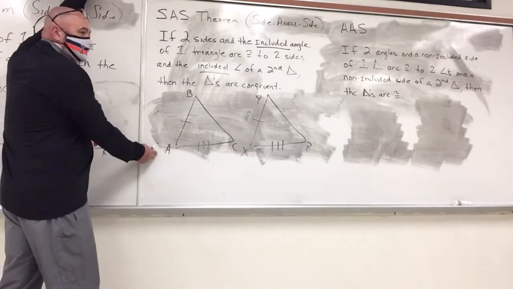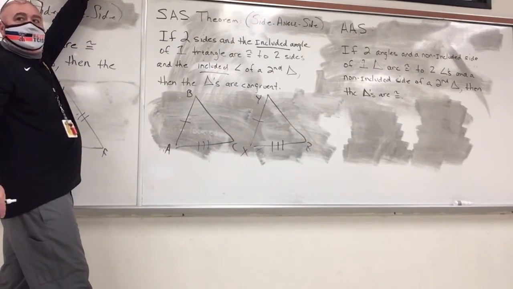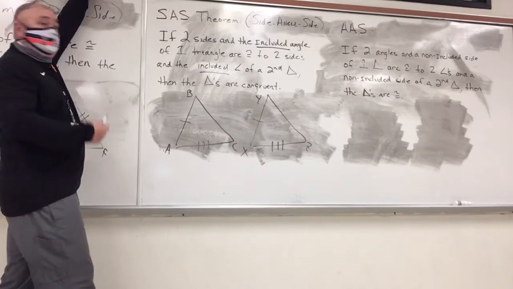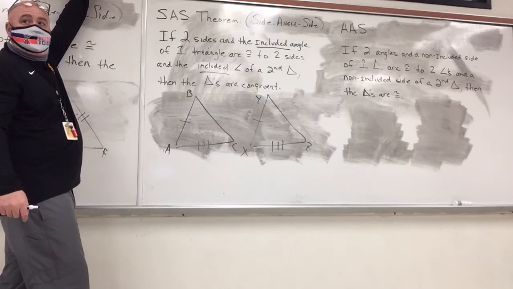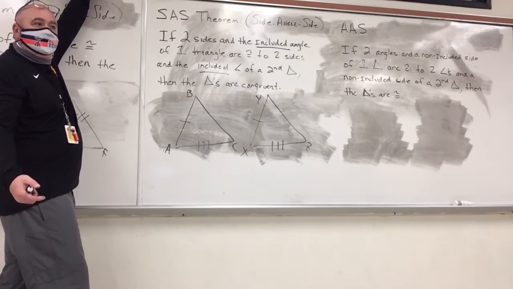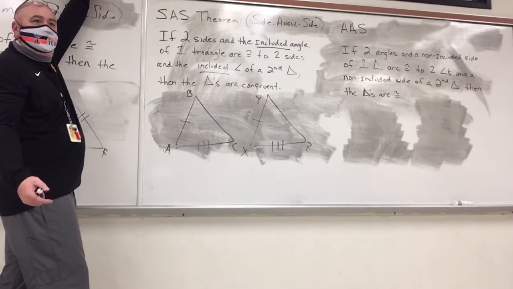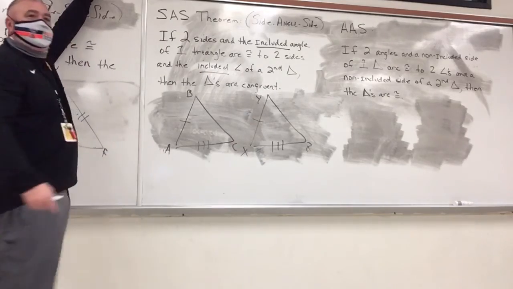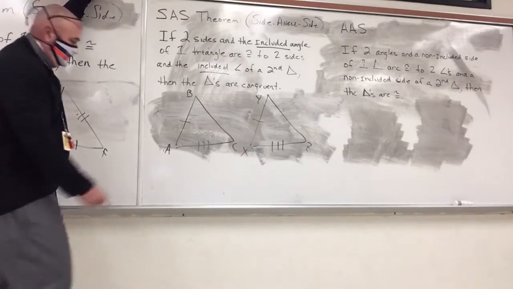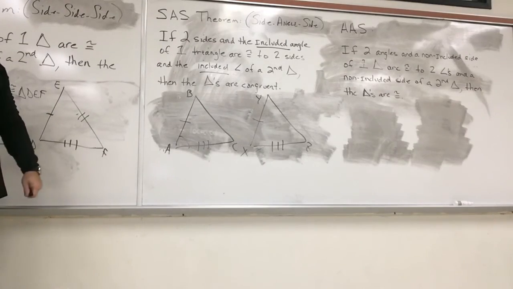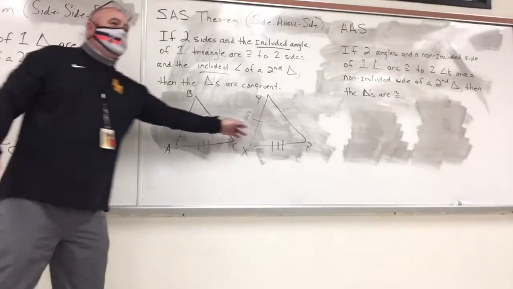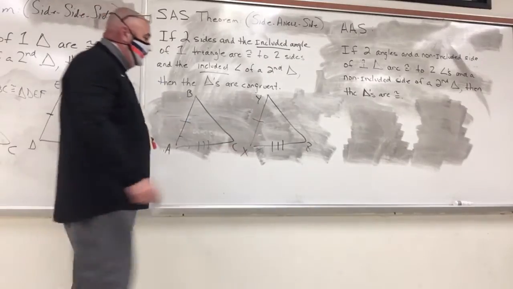What angle in this triangle? It's the included angle. So what angle's between the two sides here? E. This is between the two sides. What angle has to be here? X has to be.